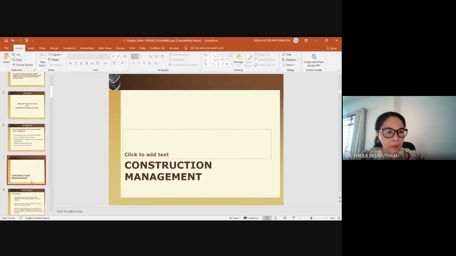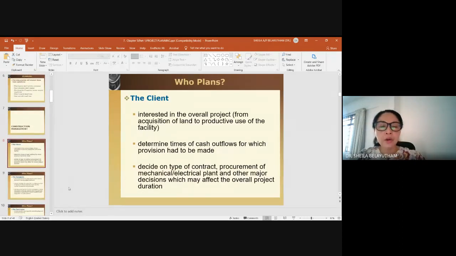All right. So in construction, generally, who plans? All parties plan. You would have the client planning for the job, the designer planning for the job, and the contractor planning for the job. Except that when you're talking about these different parties, the extent of the planning differs from each other. The content, or basically the details of the planning, differ slightly.